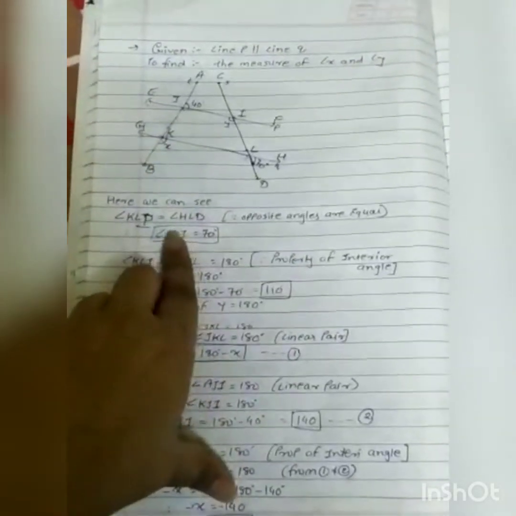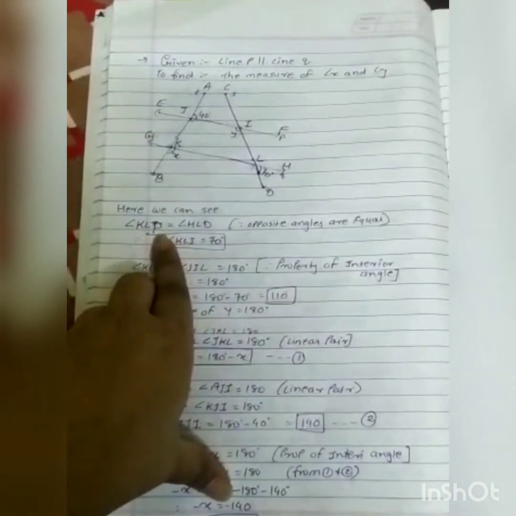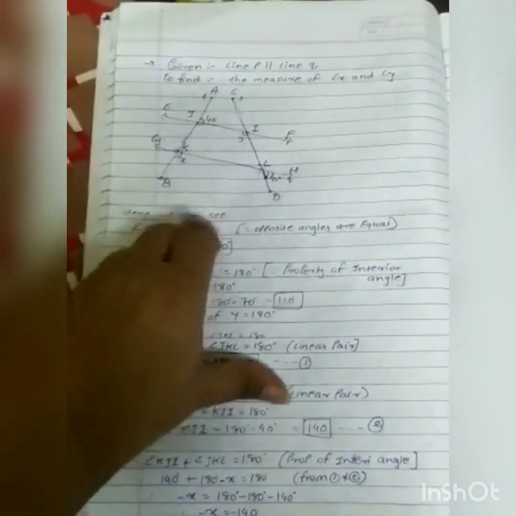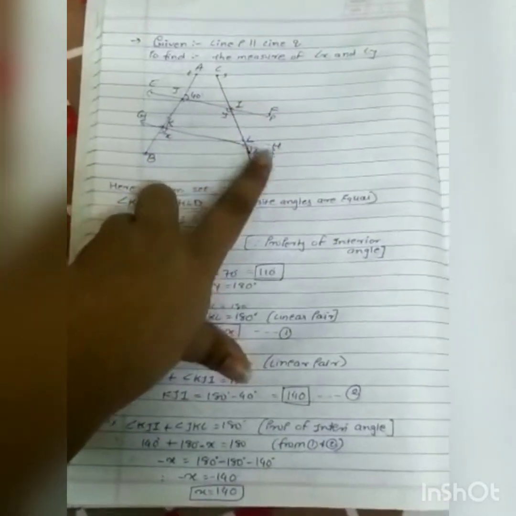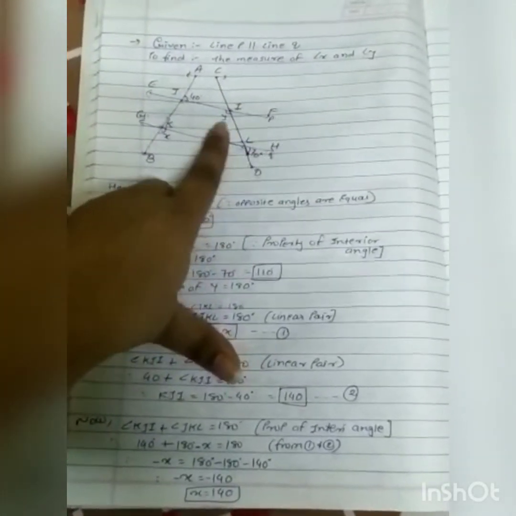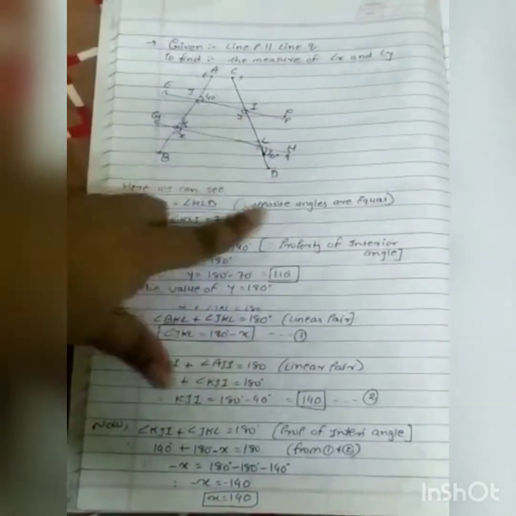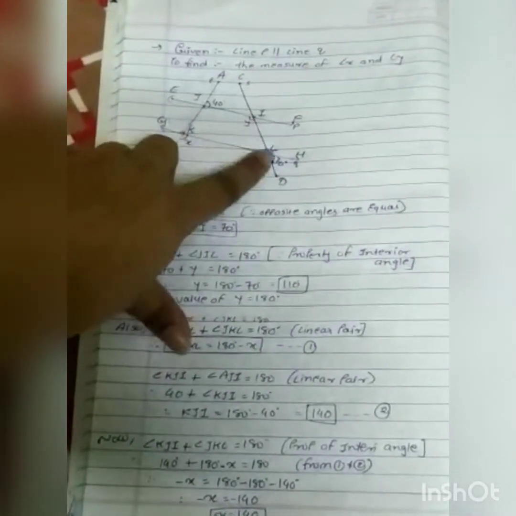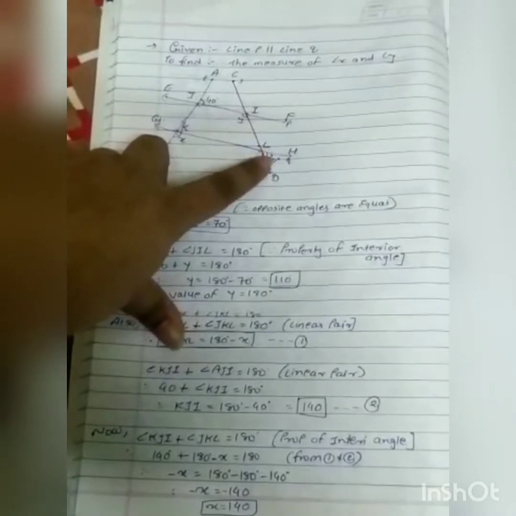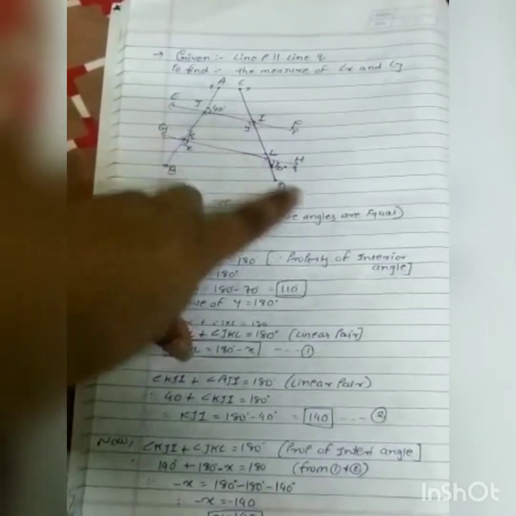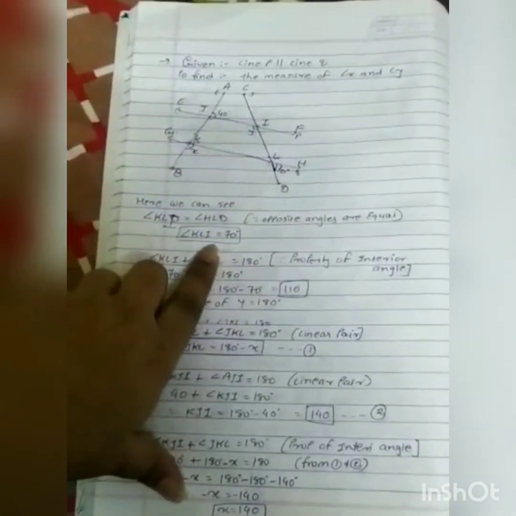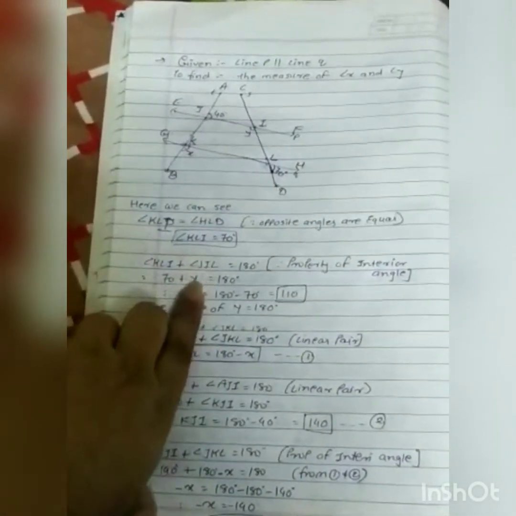Now see, here we can see KLI and HLD. These two are opposite angles and opposite angles are equal. That means KLI is also 70 degrees because DLH is 70 degrees. Opposite angles are equal. We found out KLI is equal to 70.